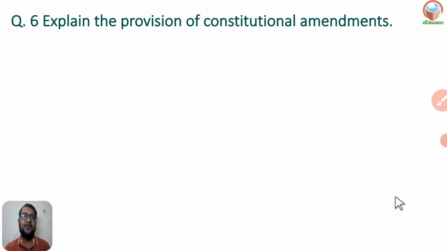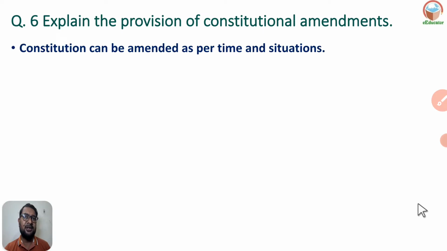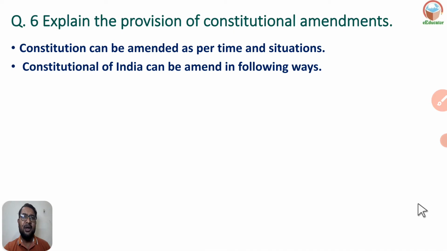Number 6, explain the provisions of constitutional amendments. How can amendments be carried out in Parliament? Some provisions can be amended as per time and situations. The Constitution of India can be amended in the following ways.